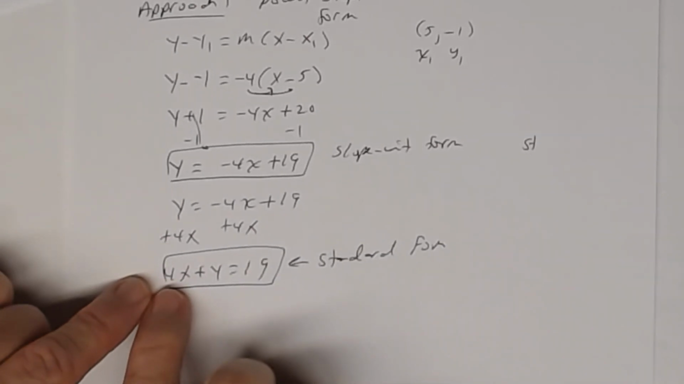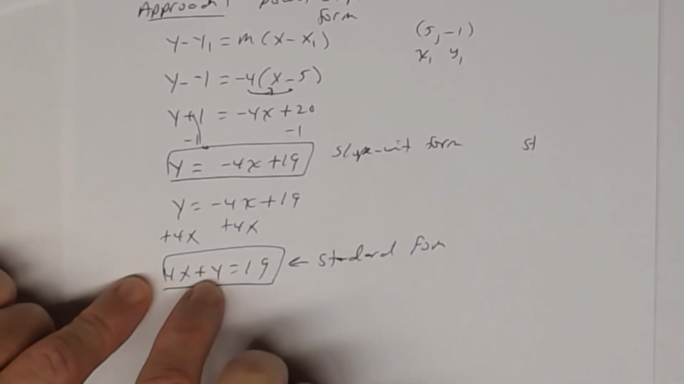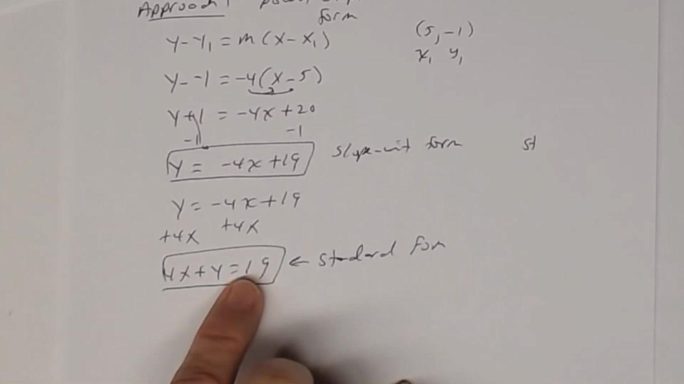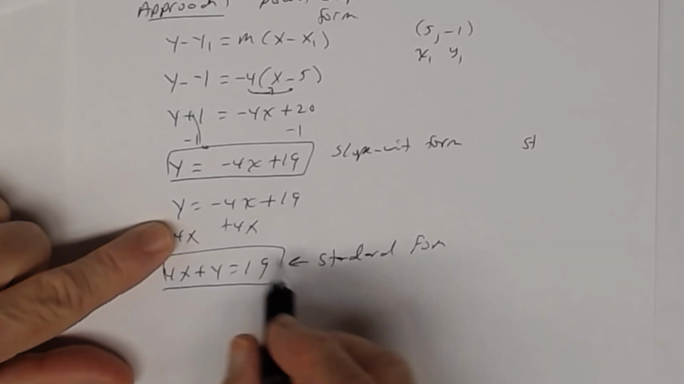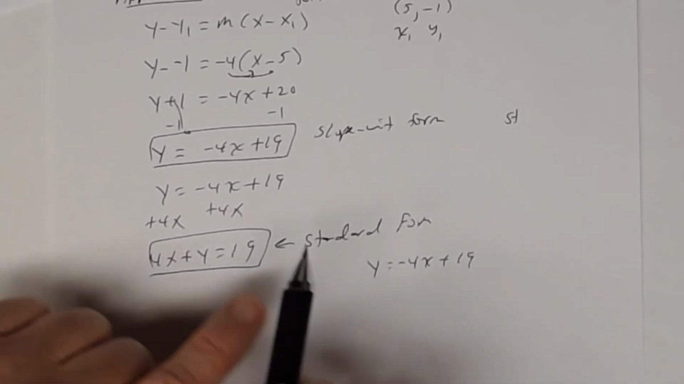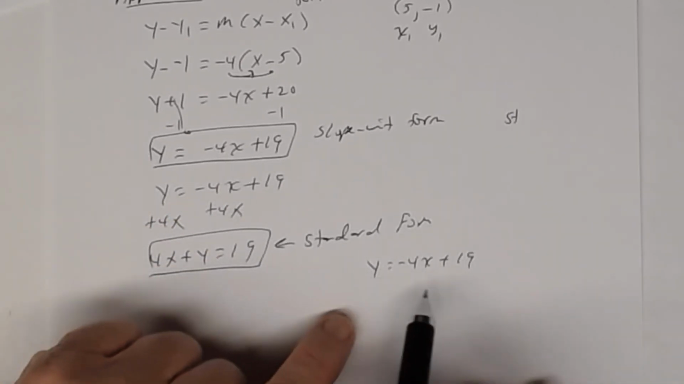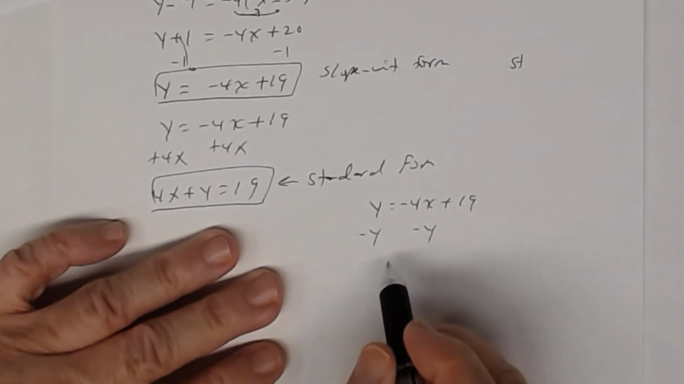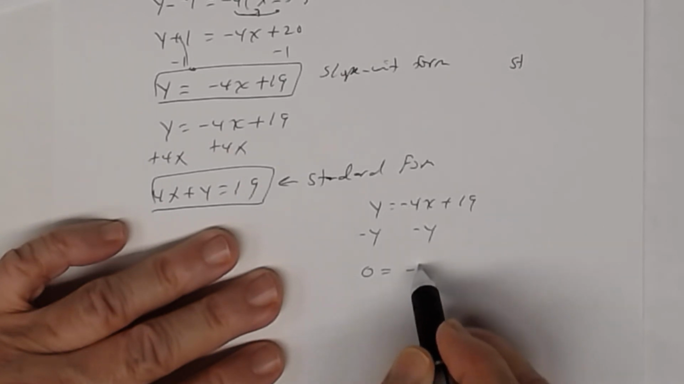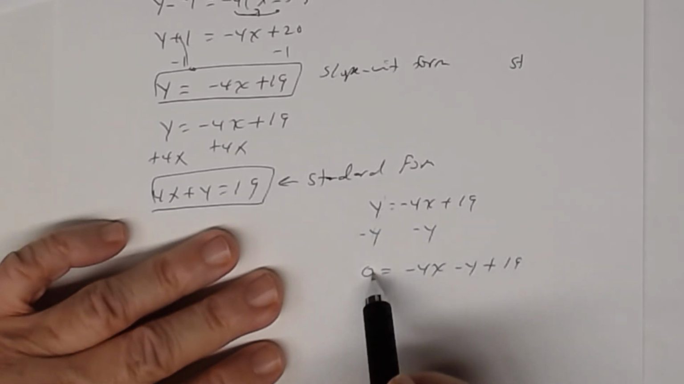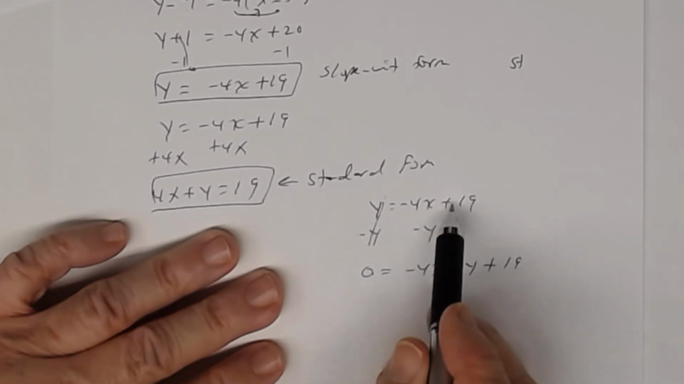So that is standard form. Okay? So notice the coefficient of x is 4. That's an integer. Coefficient of y is a positive 1. That's an integer. And the constant is 19. That's an integer. Now, I want to mention this, and we talked about this before. So remember where I had this right here, y equals -4x plus 19? You see how I added 4x to both sides? Someone could have subtracted y from both sides, just to let you know that could happen. Y subtract y is 0, and then this becomes -4x minus y plus 19. So this right here is 0.